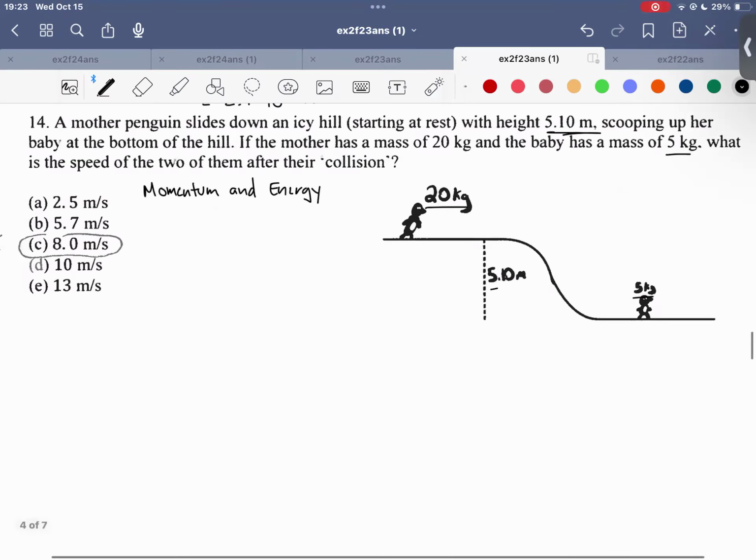At the top, the energy that the mother penguin will have obviously is mgh, right? So we know this times 5.1 meters.